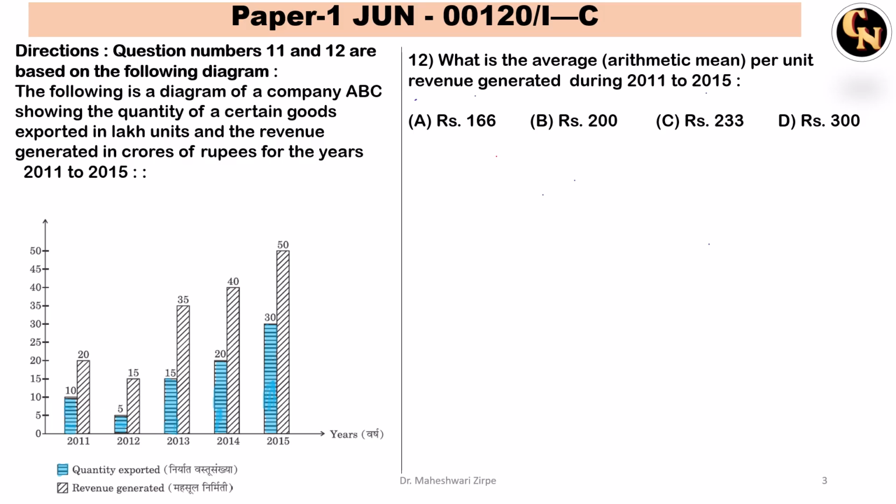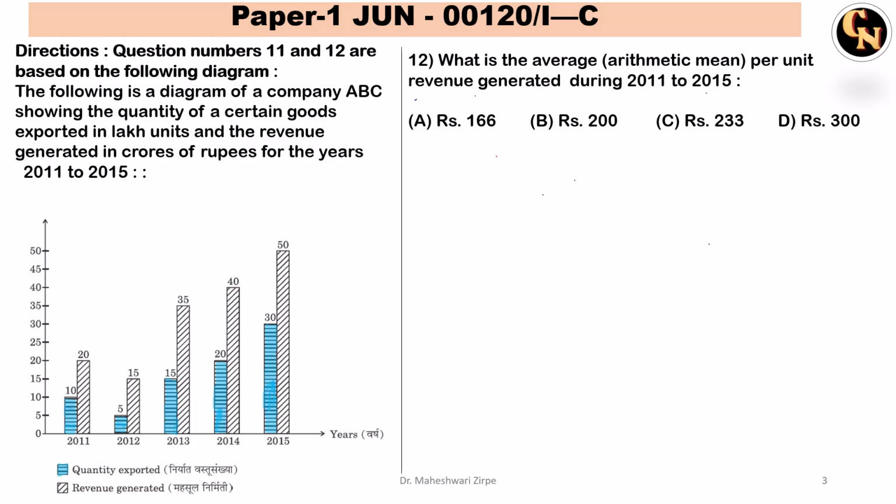Now the next question, question number 12, is based on the same graph. They asked us: what is the average or arithmetic mean per unit revenue generated during 2011 to 2015? So if you see here, revenue generated is 20, 15, 35, 40 and 50. Now there is a trick here. They have asked us the average revenue generated per unit, so per unit means per quantity exported, we have to find the average. How are we going to solve this?